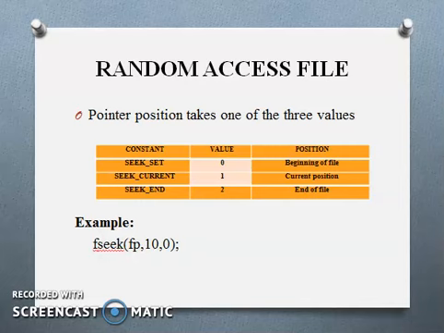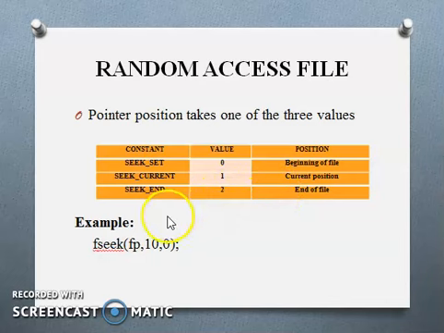Pointer position takes one of three values. First one is SEEK_SET. It means the beginning of the file and it is represented by the value 0. Second one is SEEK_CUR. It means the current position and it is represented by the value 1. The third one is SEEK_END. It means the end of the file and it is represented by the value 2.